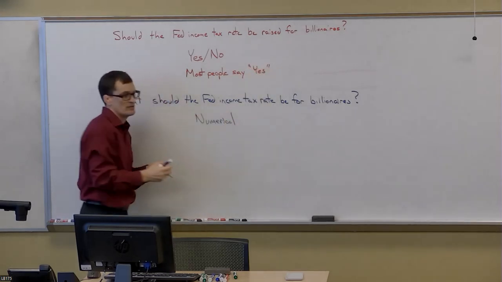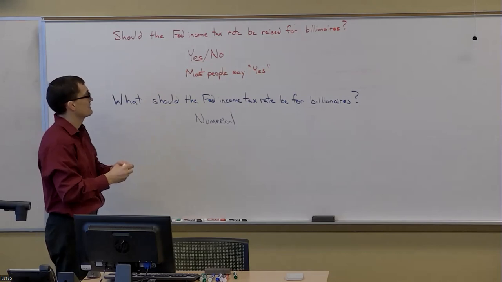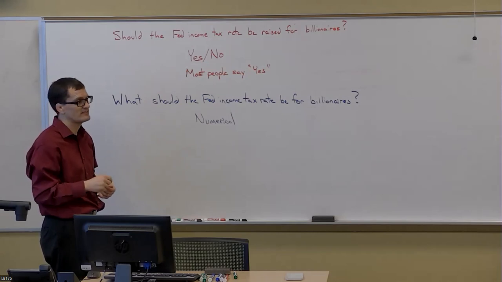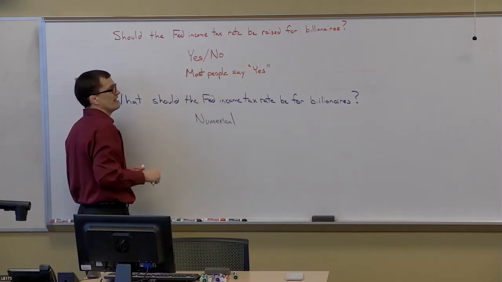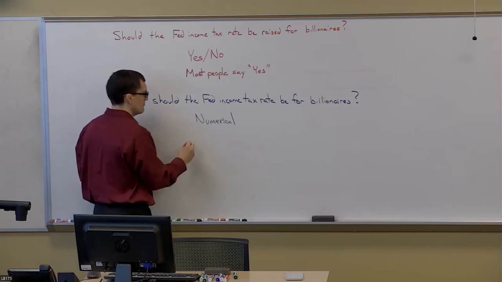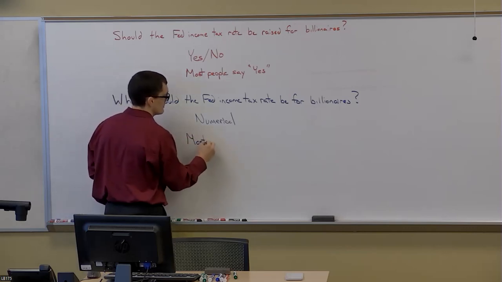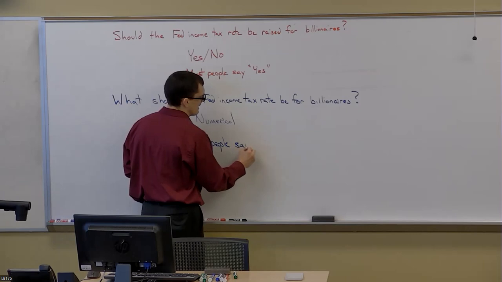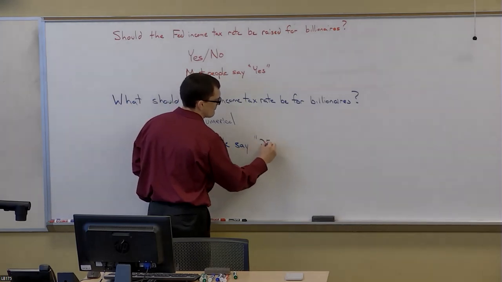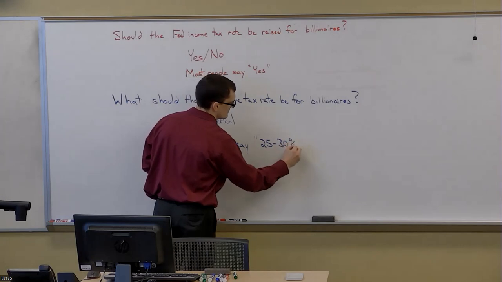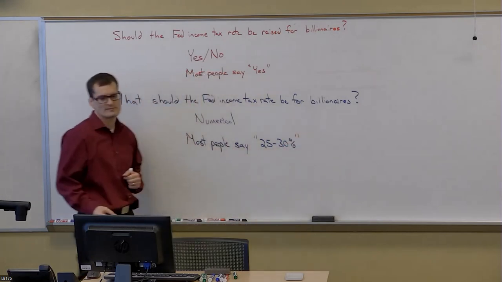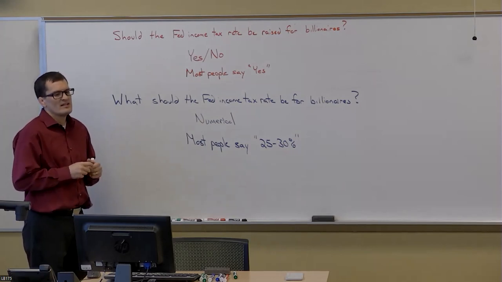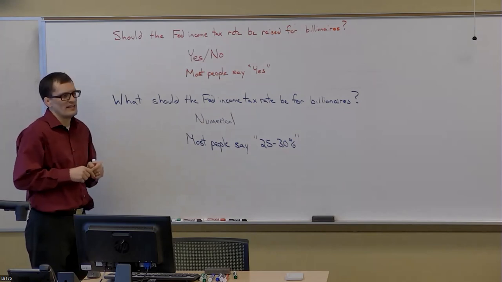By the way, this is historical. This has been true for lots of things. So, income tax rate should be raised for billionaires. Most people say yes. What should the income tax rate be for billionaires? Most people say about 25 to 30%. Okay. Now, what's the issue with that?